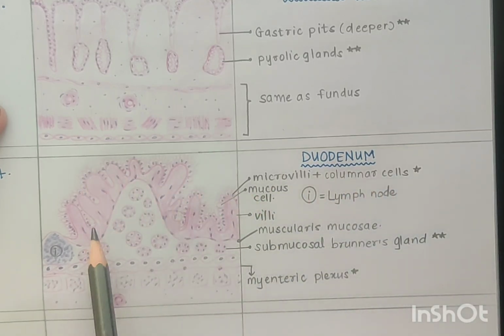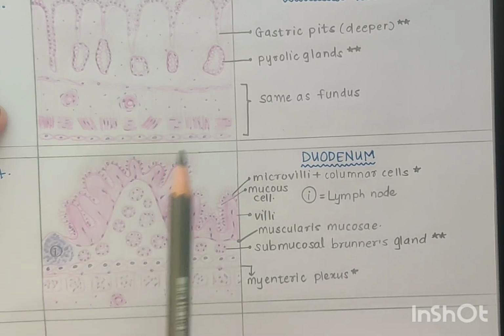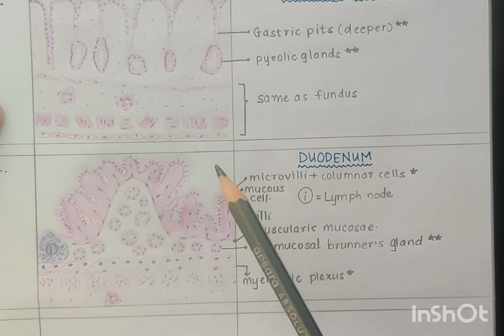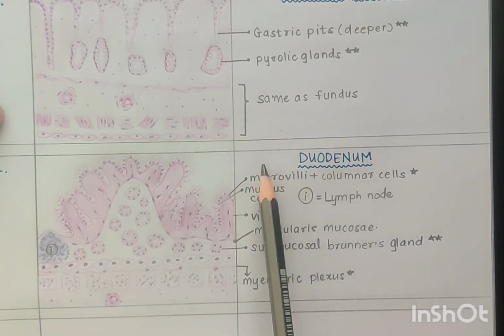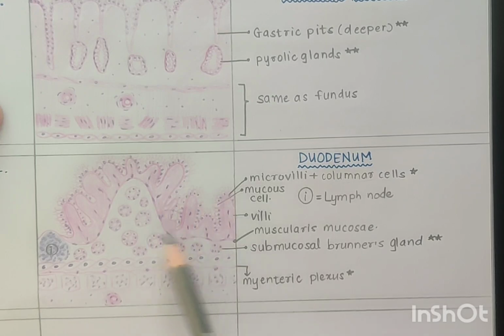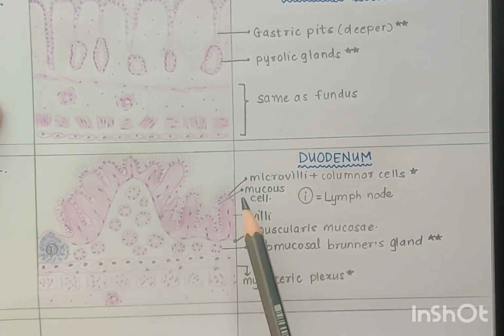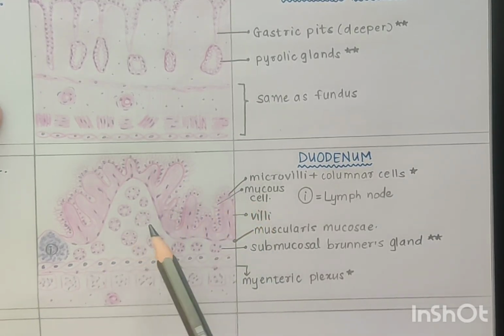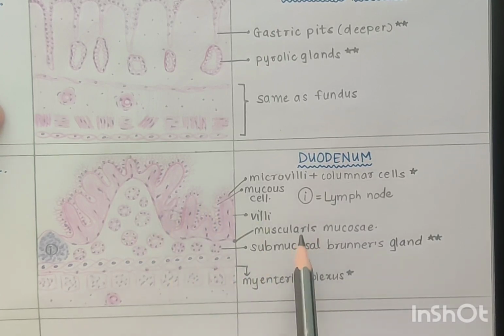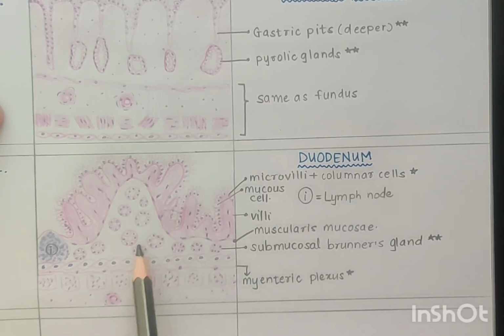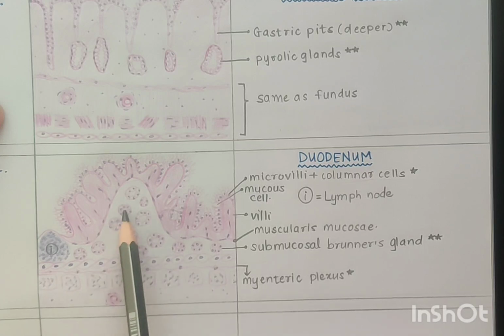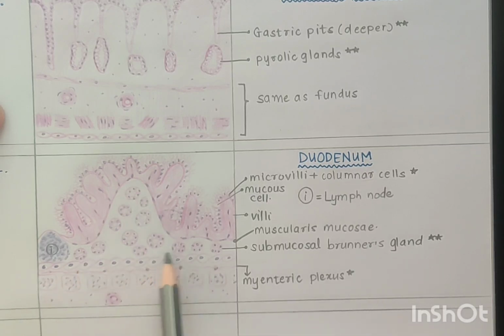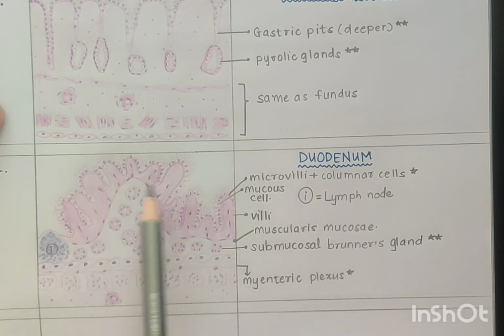So what happens? We have got one fold, we have got two folds, then microvilli have their own folds. So the surface area is increasing many folds, approximately 200 folds, and that is why this plays a very important role in digestion as well as absorption. Okay, moving ahead, the most important feature of the duodenum will be the submucosal Brunner's glands. So these will be present in the submucosa.